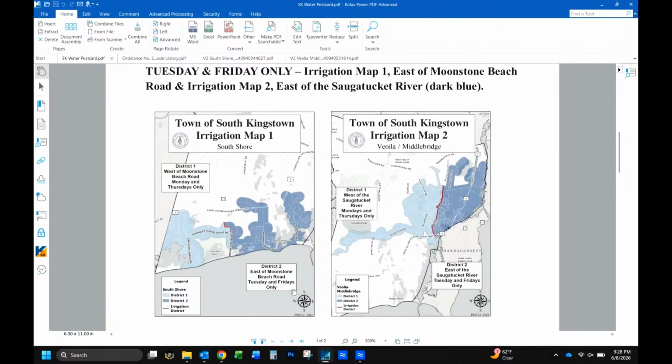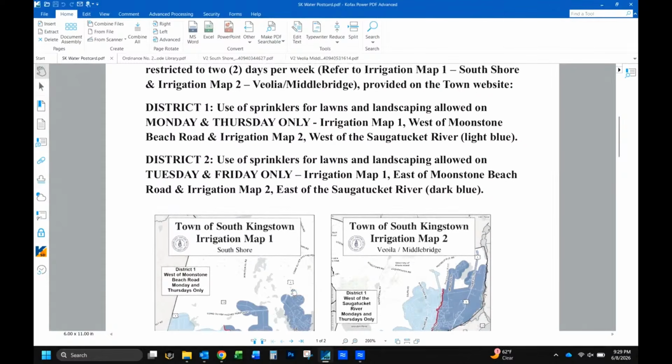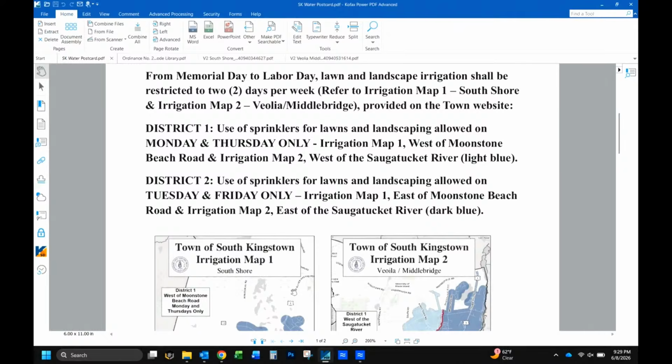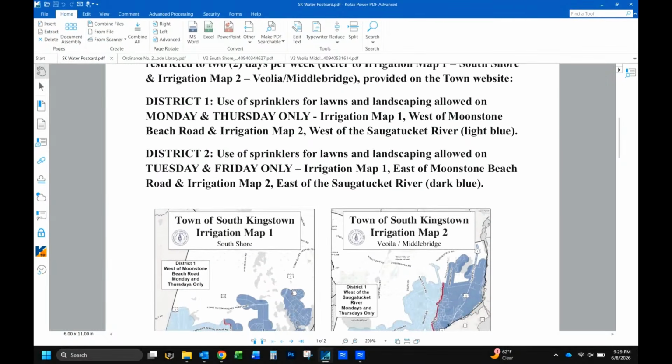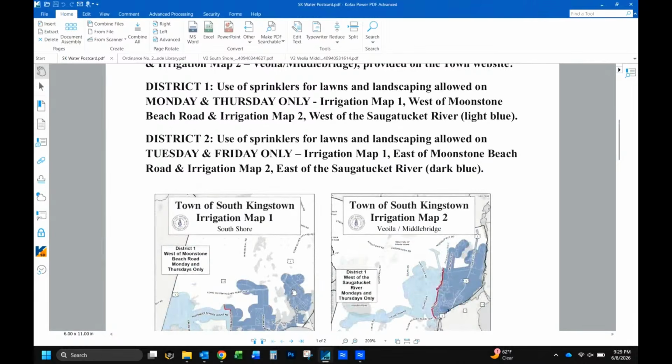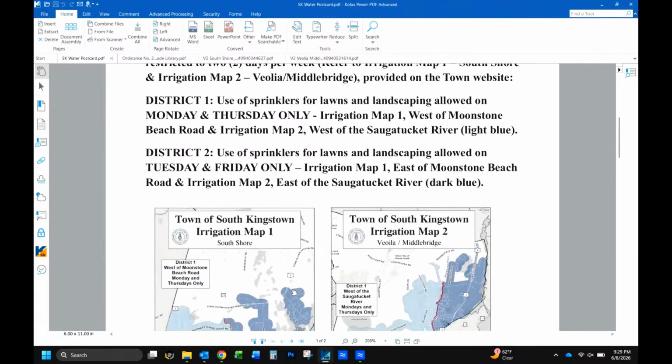Right, I think that's me. It is you. Because you're not Veolia, you don't get a Veolia bill. So you're South Shore, so you're map one. So District 1, irrigation map 1, west of Moonstone Beach. Irrigation map 2, west of Saugatucket River, right? But you see how District 2 says dark blue and light blue. All it really needs to say is household, my address, you are district, whatever.